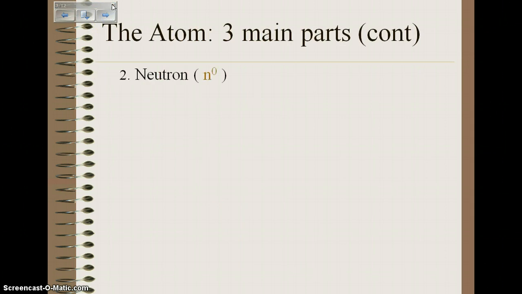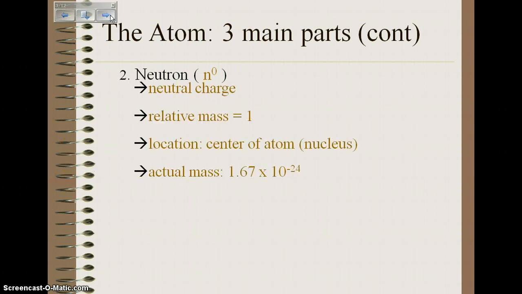The neutron is the second part of the atom, symbolized by the lowercase n and 0, meaning no charge. The neutron is neutrally charged. It has a relative mass of 1. It is located in the center of the atom, the nucleus, along with the proton. Like the proton, the neutron's actual mass is 1.67 times 10 to the negative 24.